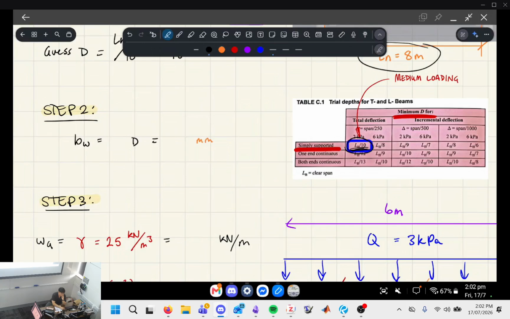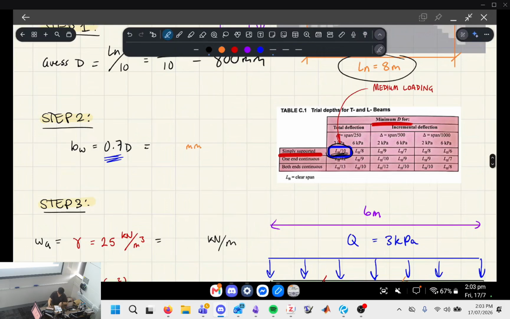If your width is 0.5 D, that means it has a 2-to-1 aspect ratio between depth and width. If B is equal to 0.8 D, that means your width is going to be 80% of your depth. In our question, we're going to guess 0.7. So we're going to assume that the width is 70% of the depth.